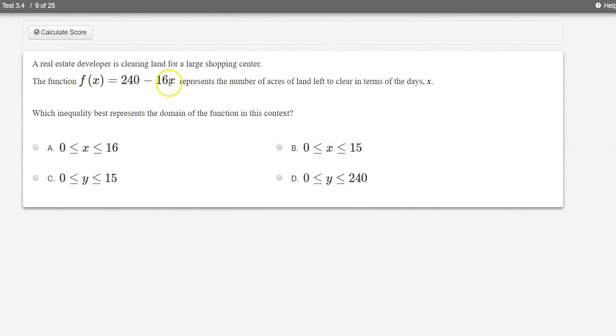You can put a 0 in here and you'll get 240 out. And if you put 15 in here, 16 times 15 is 240. You'll get a 0 out. So you can't go past 15 or you will get a negative answer out, which doesn't make sense in this context. So that's what this word means, context. Choose B.